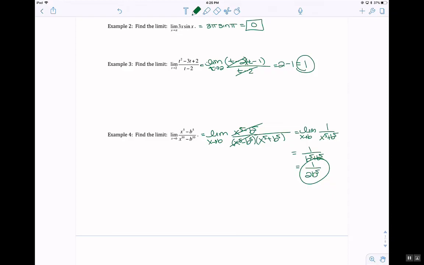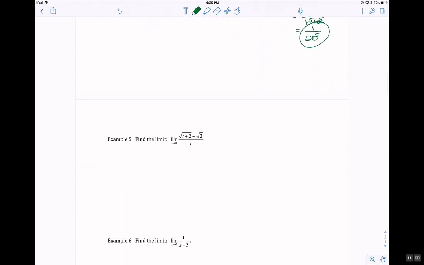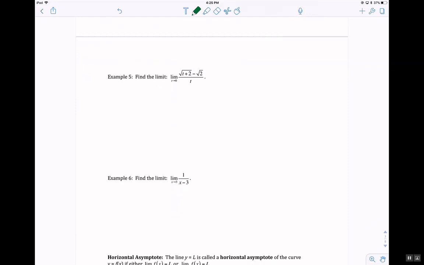Example 5, I'm going to use my multiply by the conjugate trick. Multiplying by the conjugate means I take what's in my numerator or in my denominator, but I switch the signs and multiply the top and bottom by it. So I'm switching the sign in between. You could use the box to multiply it out, or you could use FOIL.